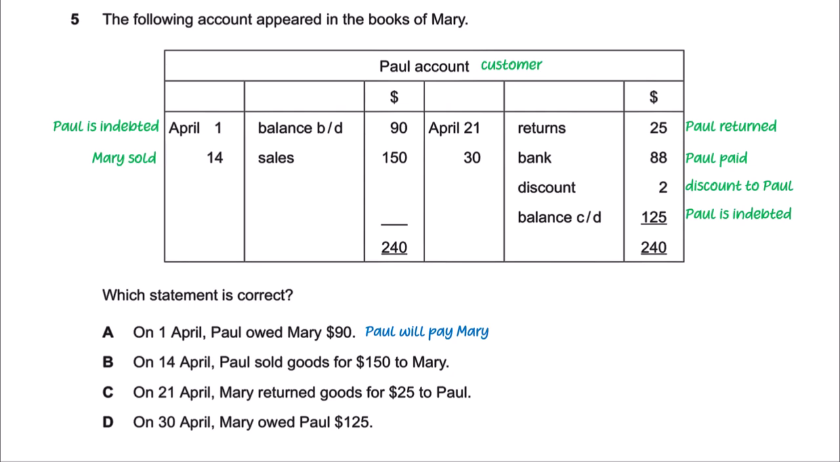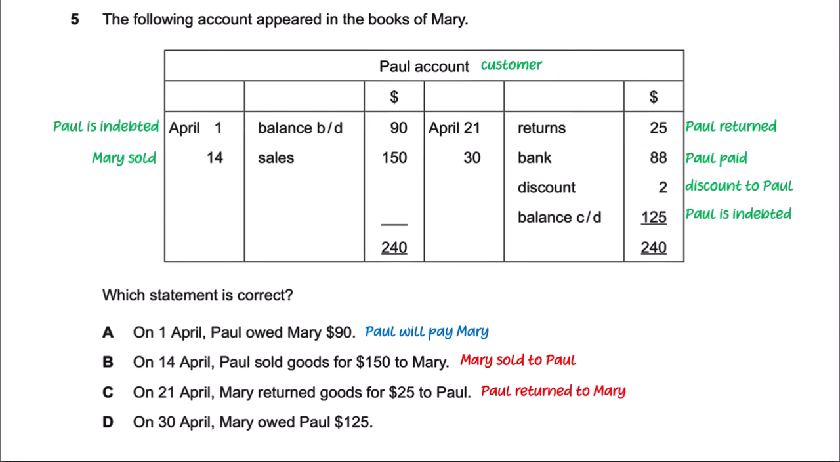Option B is written: on 14 April, Paul sold goods for $150 to Mary. No, this is an incorrect option because we have already analyzed that Mary sold goods to Paul, not Paul to Mary. Option C is written: on 21 April, Mary returned goods for $25 to Paul. This is also incorrect because we have already discussed that Paul returned the goods.